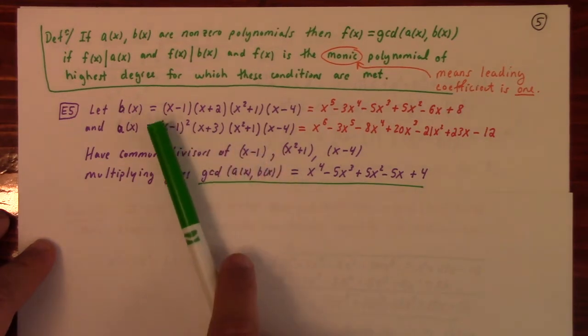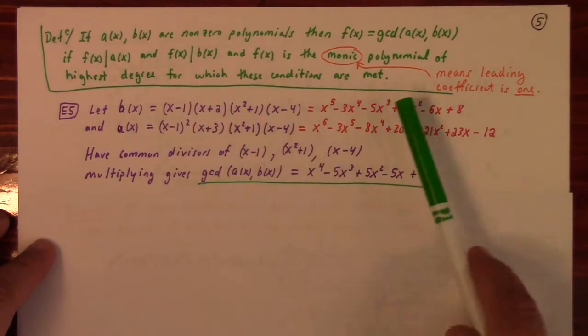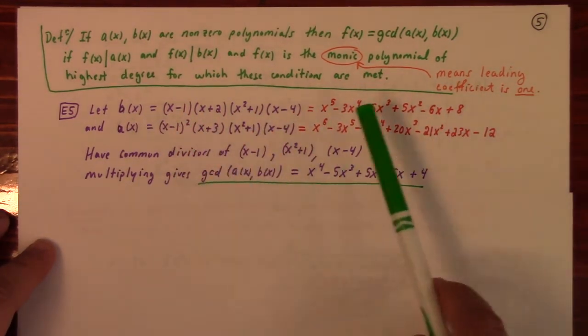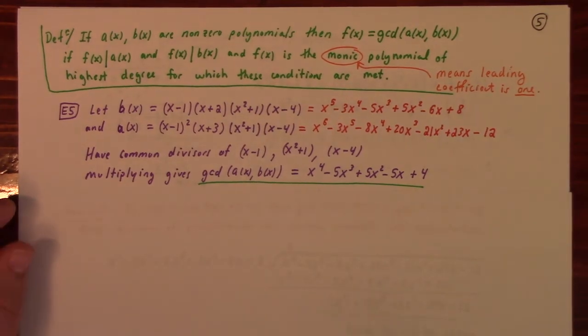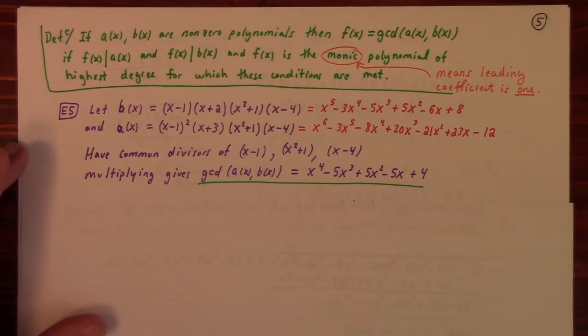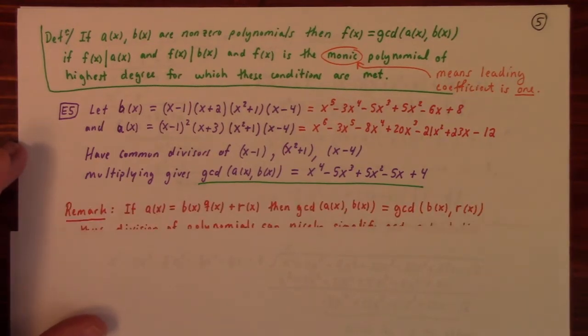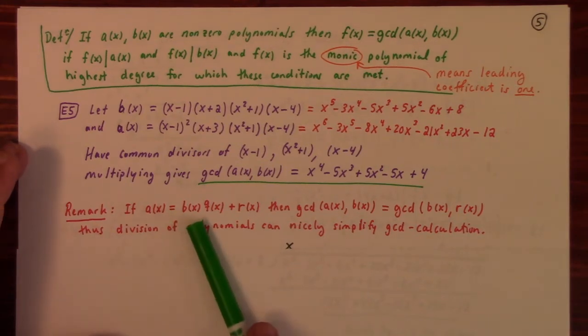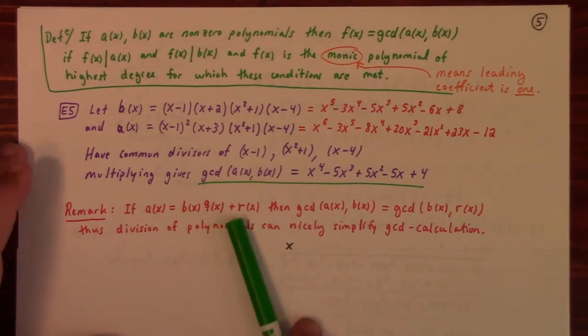Now, the explicit form of b of x and a of x is up here in red, if you multiply these out, right? I think I used Wolfram Alpha to do this because I didn't want to make a mistake. So, great. There's another way to do this, though. So if we have a of x is equal to b of x, q of x plus r of x, then guess what?